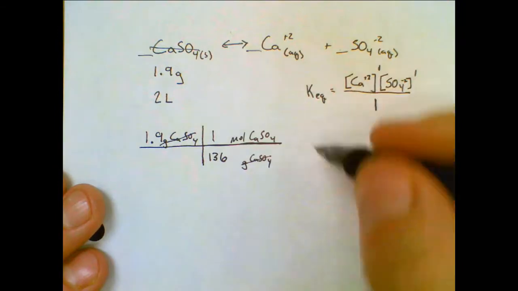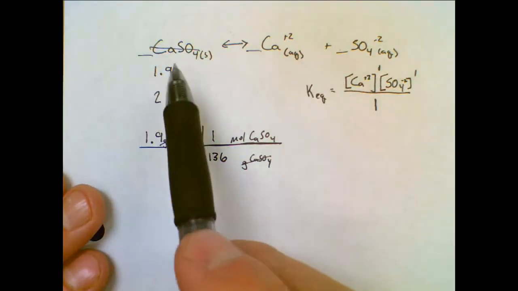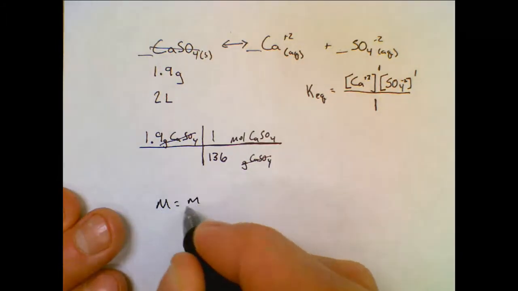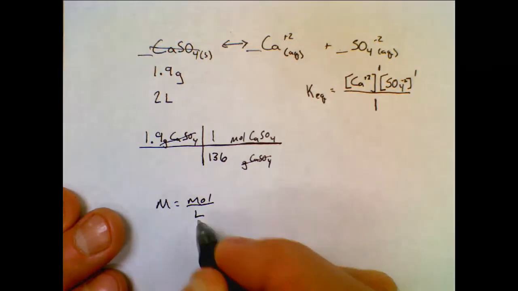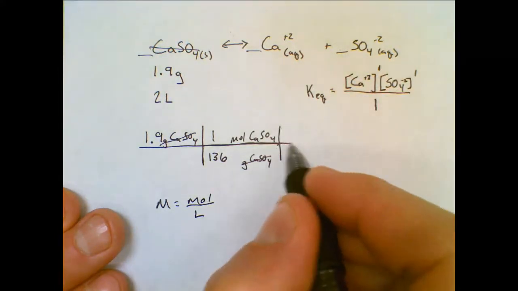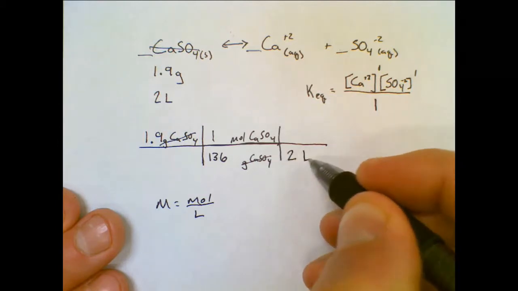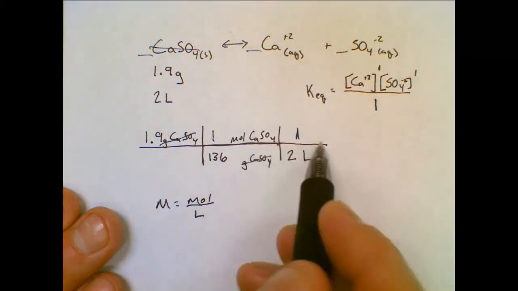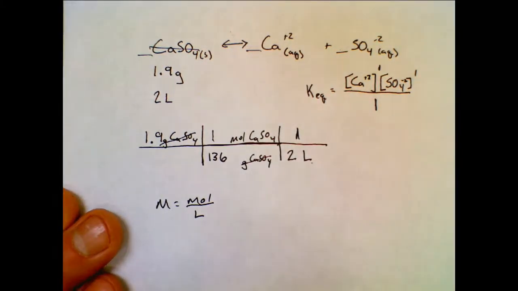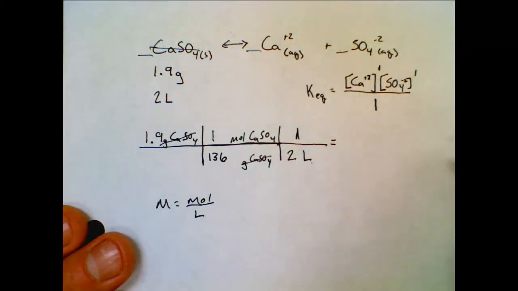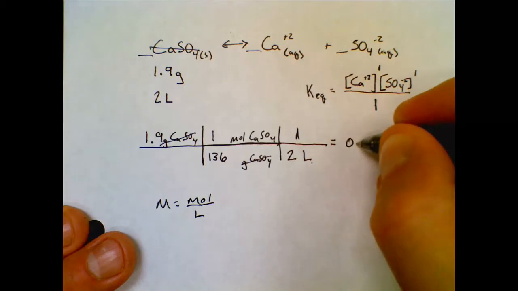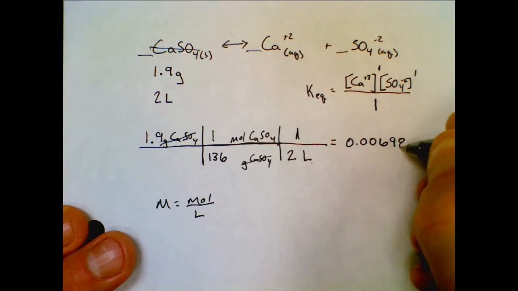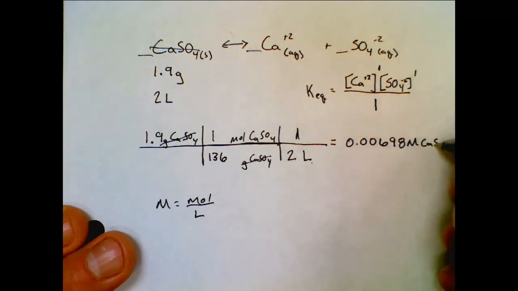That gets me to moles of calcium sulfate, but I want to know molarity because molarity is what we plug into these substances. Well, big M, molarity is equal to moles per liter. So I need to have liters in the denominator of this problem. I have 2 liters given to me, and I'm just going to fill this top box with a 1 just so it's filled up. Moles per liter is what I'm solving for. If I go ahead and calculate that, I get the number 0.00698, and that's big M of calcium sulfate.